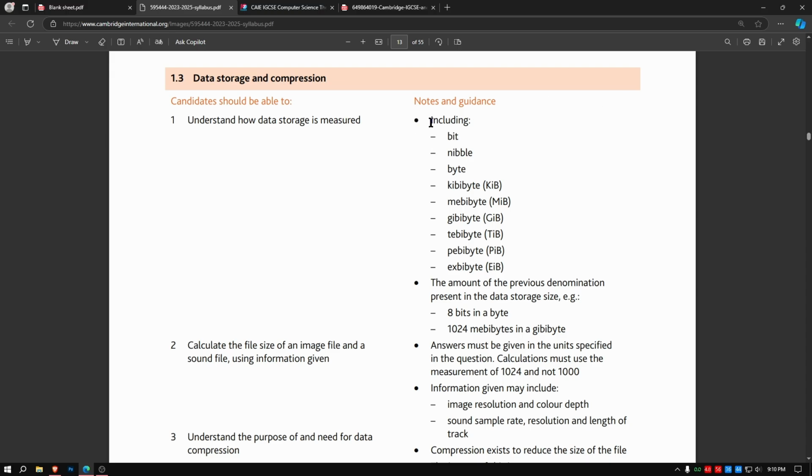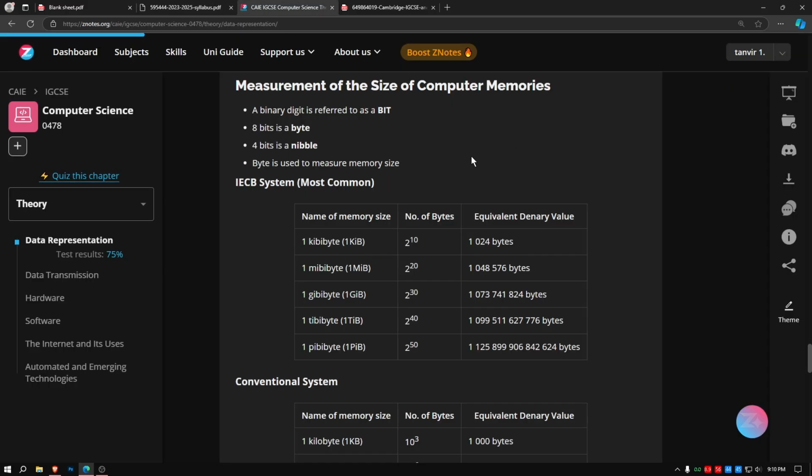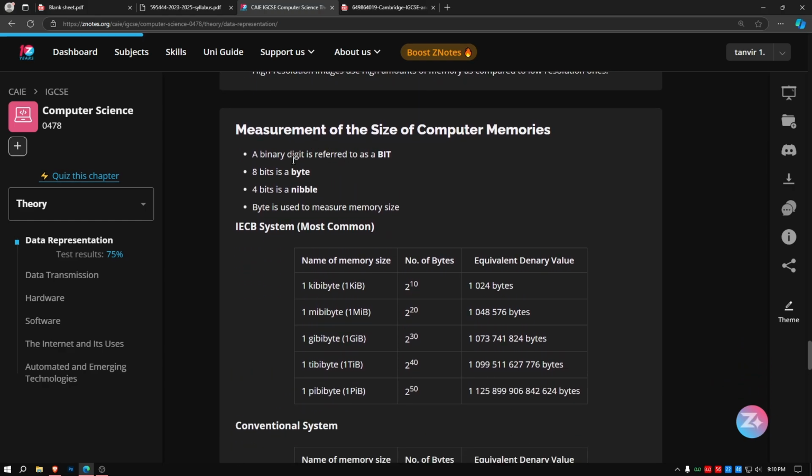And they are saying you need to include in your knowledge what is a bit, what is a nibble, what is a byte, what is a kibibyte, mebibyte, gibibyte, tebibyte, pebibyte, and exbibyte. So let us look at the notes. So at first, what is a bit?